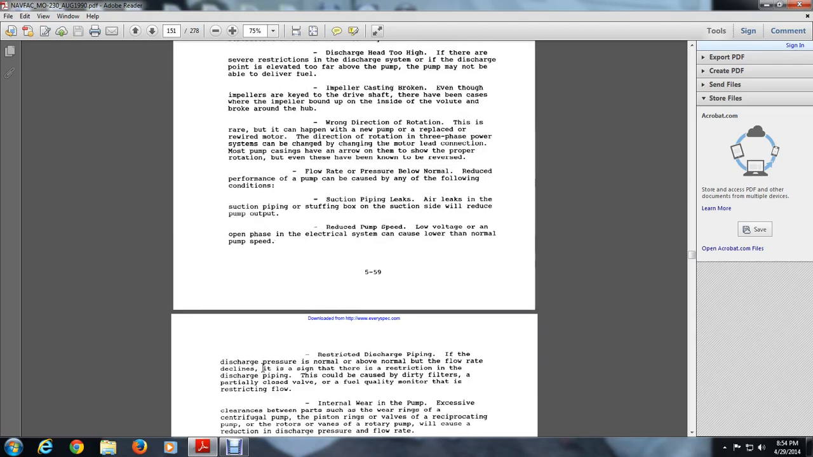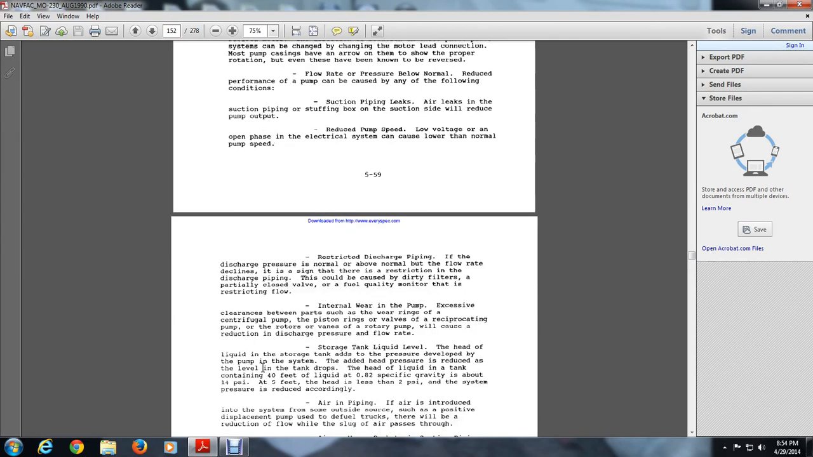Restricted discharge piping. If the discharge pressure is above normal, the flow rate declines because of a restriction in the discharge piping, caused by a dirty filter, a partly closed valve, or a fuel quality monitor that is restricting the flow. Internal wear in the pump, with excessive clearance between the parts, such as the wearing rings of the centrifugal pump, the piston rings of the reciprocating pump, or the rotary vanes of the rotary pump, will cause a reduction in discharge pressure and flow rate.